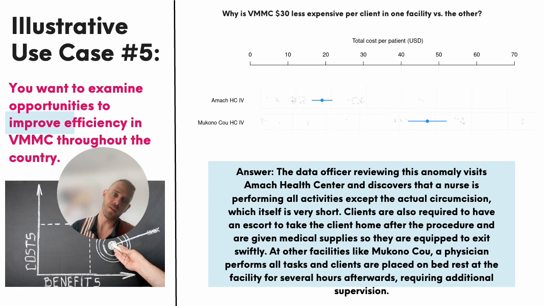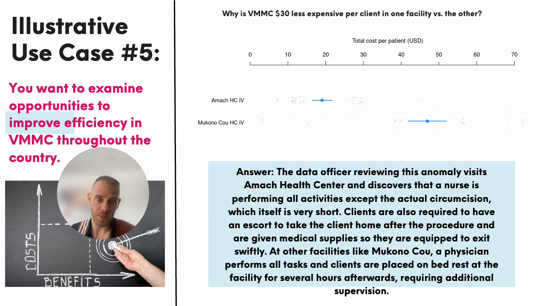So let's talk about a fifth illustrative use case for exploring variation. And here we're looking at opportunities to improve efficiency. In this example, we're looking at voluntary medical male circumcision. So let's say you're analyzing the ABCM data and you discover that the cost of VMMC is $18 at one facility, at a Muck Health Center, a level 4 facility, whereas at a different health facility, Mukono-ku Health Clinic, which is also a level 4 facility, it's $47, right? It's more than twice as expensive.